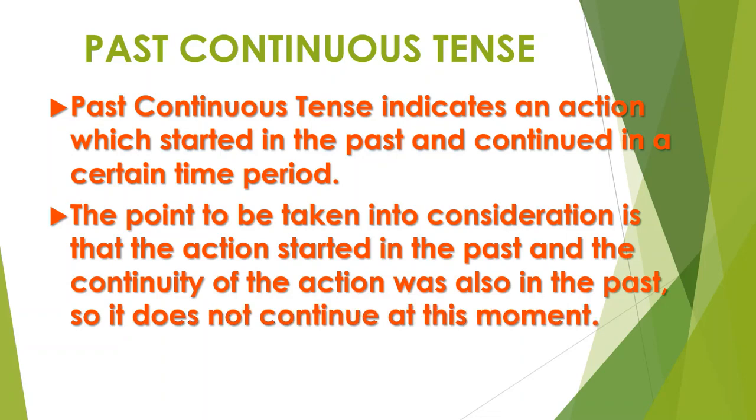So what is past continuous tense? Past continuous tense indicates an action which started in the past and continued in a certain time period. The point to be taken into consideration is that the action started in the past and the continuity of the action was also in the past, so it does not continue at this moment.